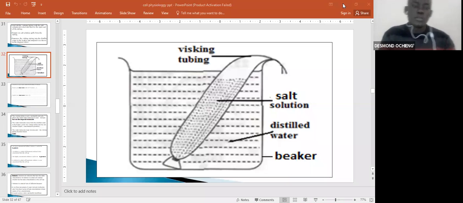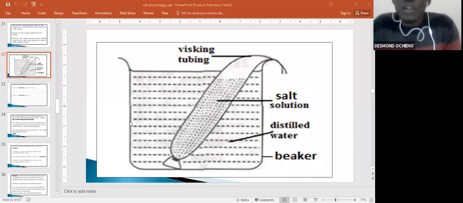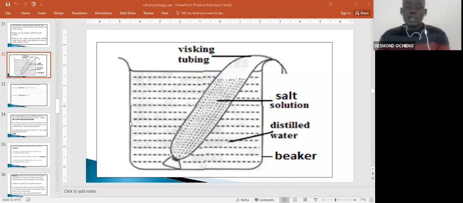Sorry, I was looking at some of the questions there again, but I think they're just confusion of terms, and I will make it clear using this experiment here. So we have two solutions here. One, the salt solution, and the other one is the distilled water in the beaker. So you need to know that the salt solution here is the highly concentrated solution, while the distilled water is the lowly concentrated solution.